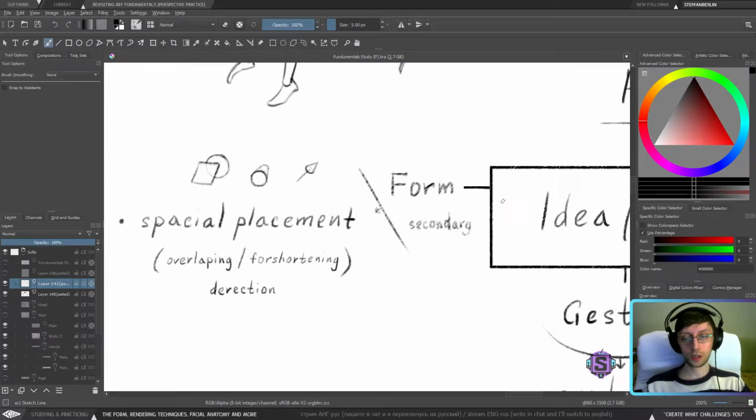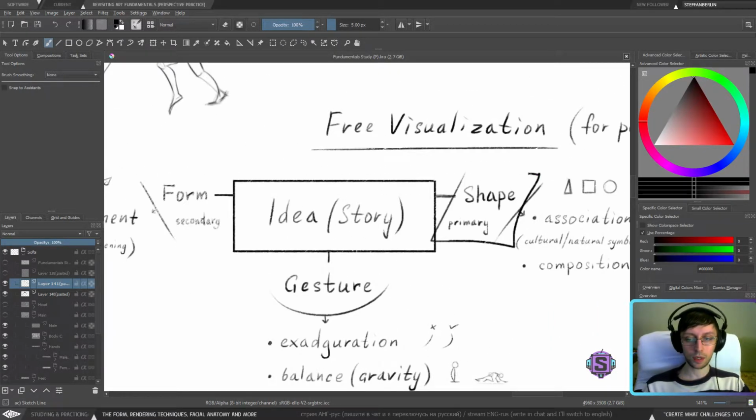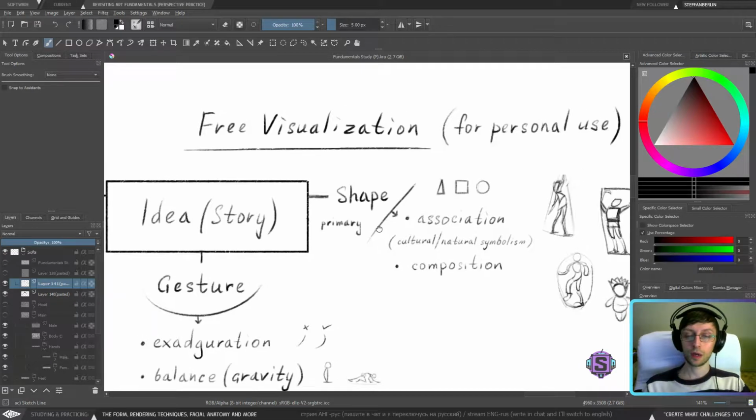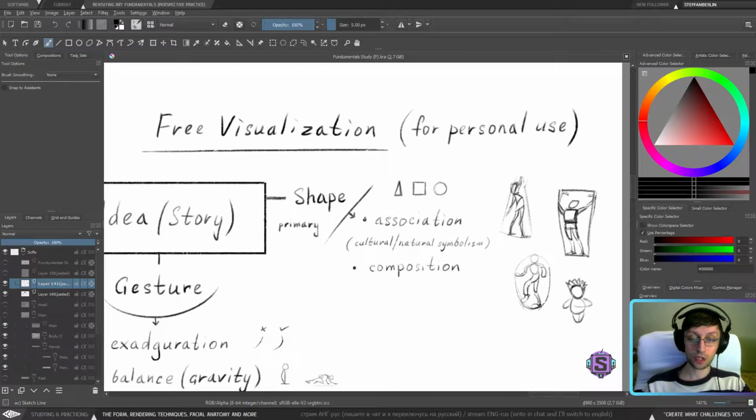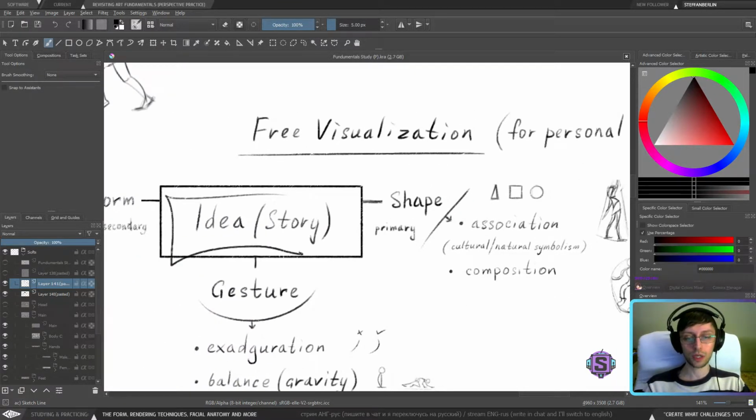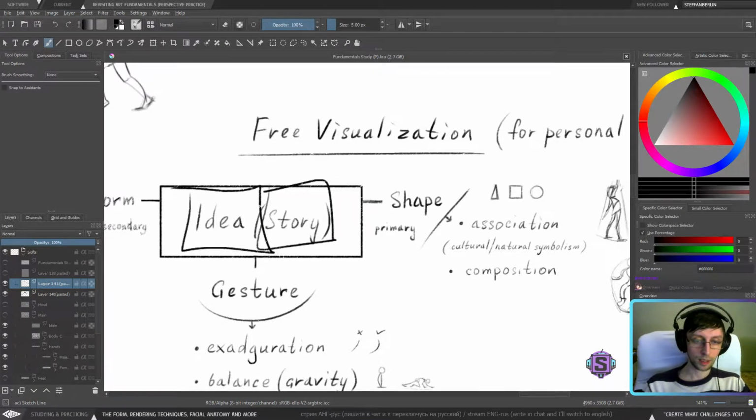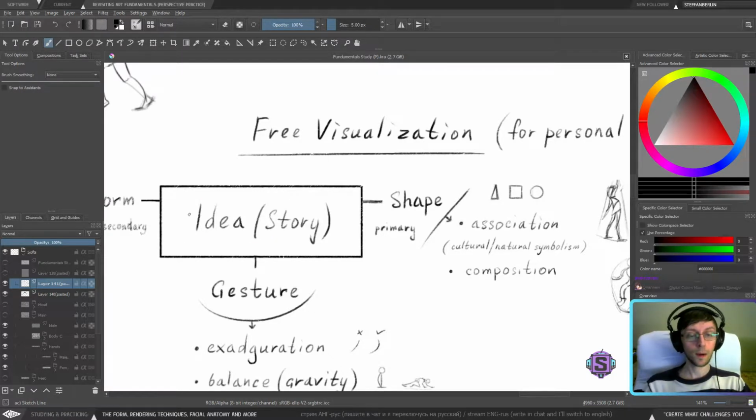So form, since this is our primary thing, we actually need to go through a lot of tests to learn how to implement those associations and composition into our designs and into our stories, how to tell an idea. It could be a storytelling idea, it could be an aesthetic idea, just something that looks pretty. We need to find a way to integrate it.